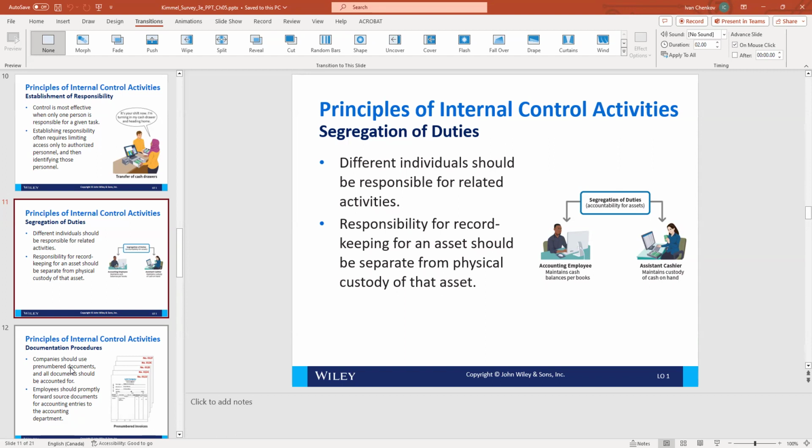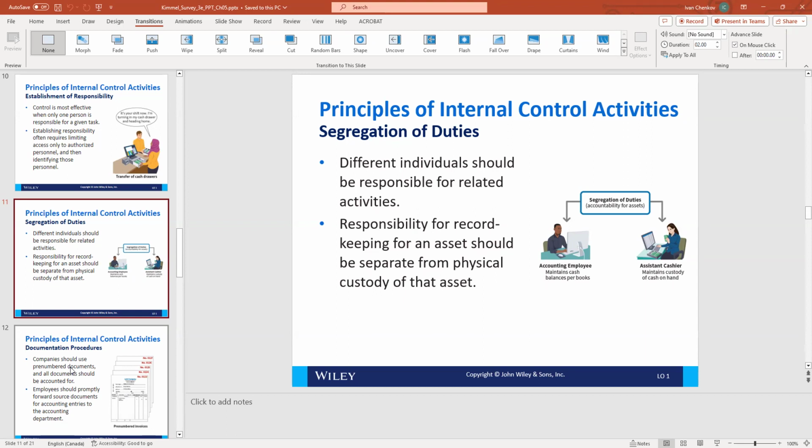One person will be responsible for receiving the cash. A different person is going to be responsible for depositing the cash in the bank, and the third person is going to be responsible for entering the information related to cash into the accounting system. Now, in that case, in order for fraud to happen, all the three people have to be on the same page, which would be very difficult to achieve in reality.